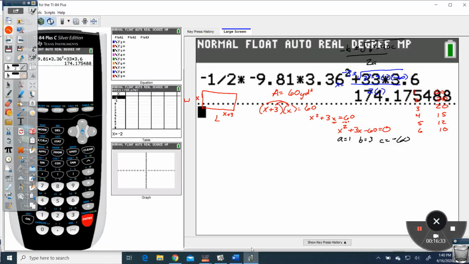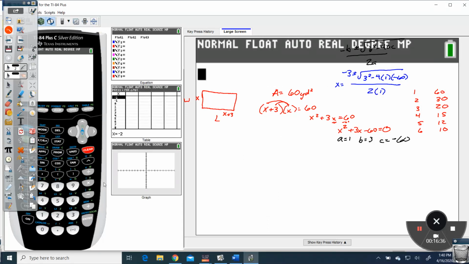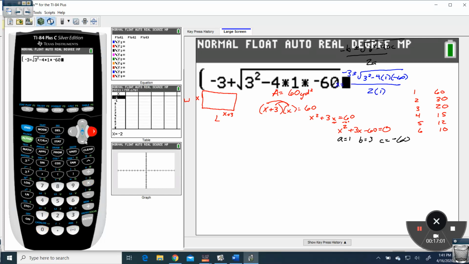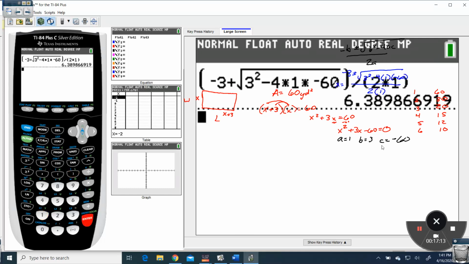And so now I'm just going to type that in my calculator. So actually I can just do it all at once. I'm going to go parentheses, negative 3 plus the square root of 3 squared minus 4 times a times c. Then I'm going to close my parentheses. So that's the top, divided by 2 times 1. Enter. And it's 6.39.